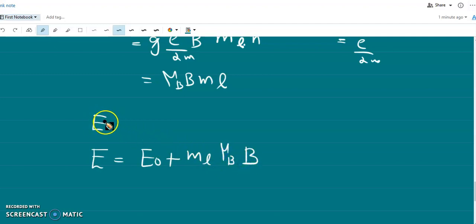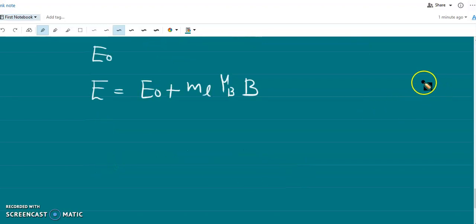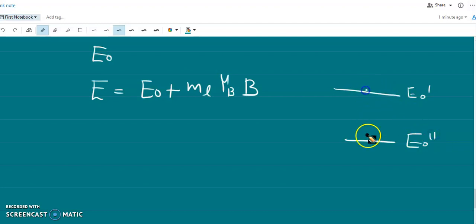So E0 is the energy in zero field, or in the absence of the field. So this is the energy of the atom in the field. So suppose we have two levels having initial energy E0 prime and E0 double prime. So this is our initial state and this is our final state. So the corresponding ML values are ML prime and ML double prime respectively.